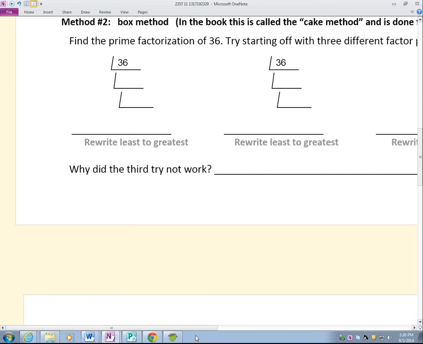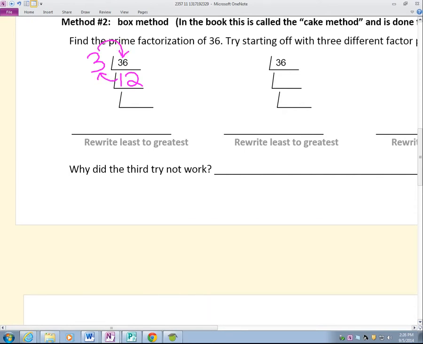13? No. You're right, I'm wrong. What number times 12 becomes 36? 3. So I'm going to put 3 outside, and then I would have 12 here, because 3 times 12 is 36.